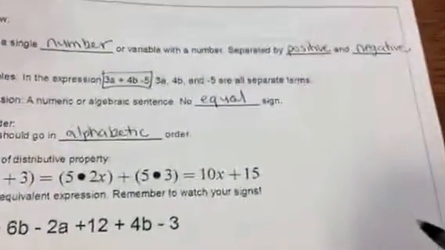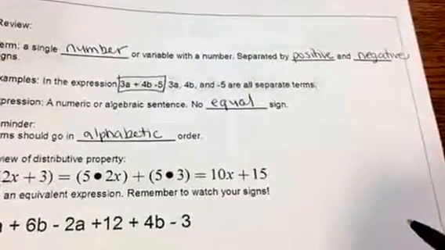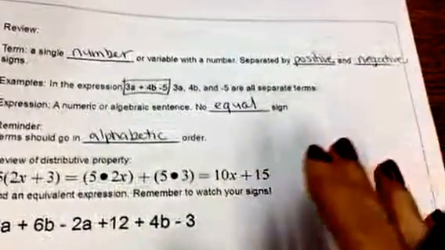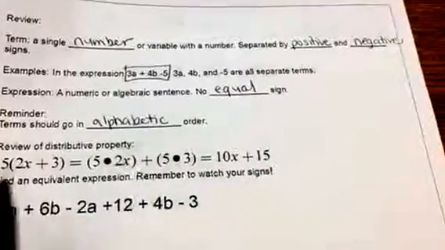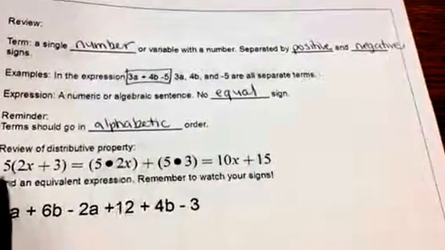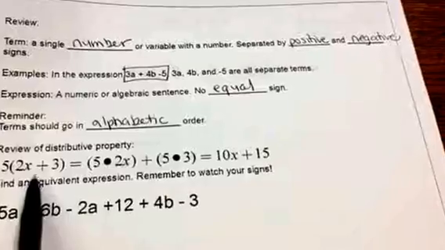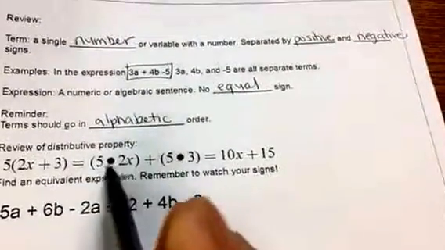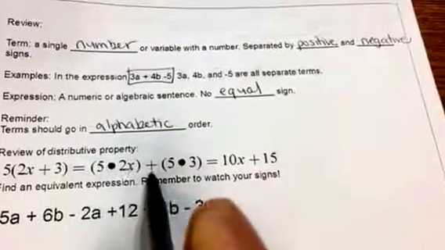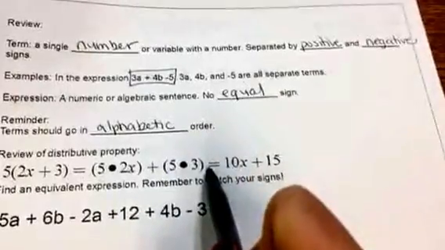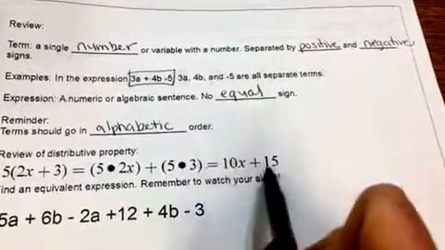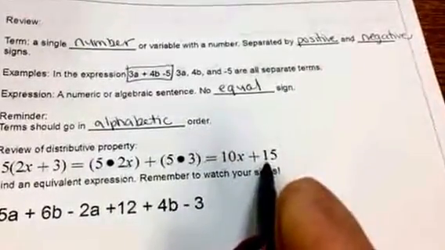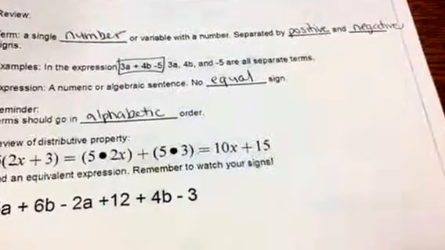And yesterday I noticed that you guys were writing your terms in different orders. Let's make sure that they go in alphabetical order. So A, B, C, X, Y, Z, we want to keep that in order. So then we have a review of the distributive property here. So if I have 5 times parentheses 2x plus 3, that's going to give me 5 times 2x plus 5 times 3, which is going to give me 10x plus 15. That's a review of what we did last week on the distributive property.